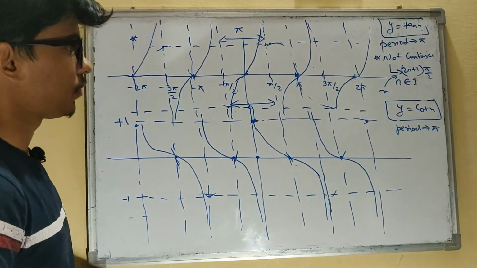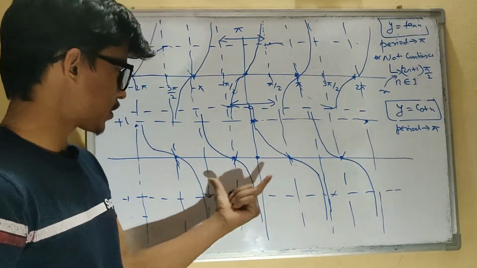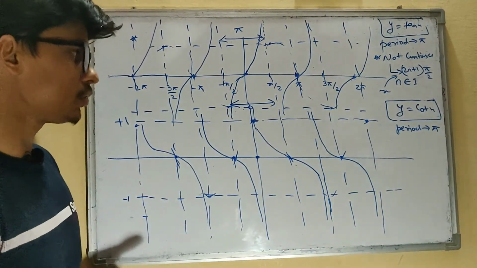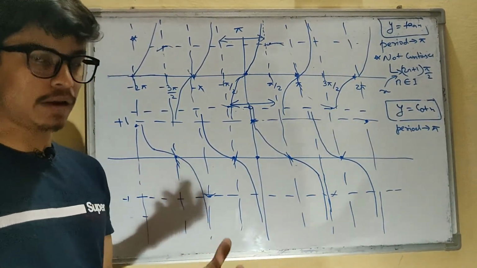Okay, now next, the same thing is happening with this also. So cot x is also a periodic function, and its period is pi. What is period?